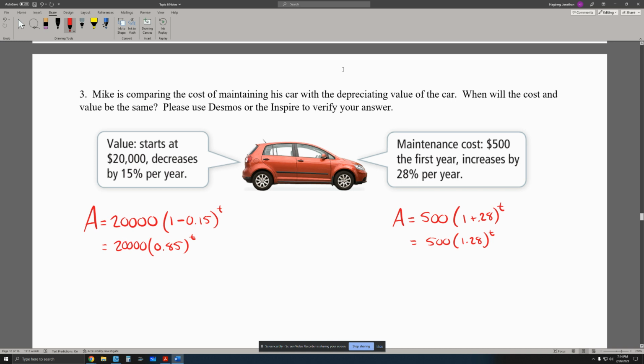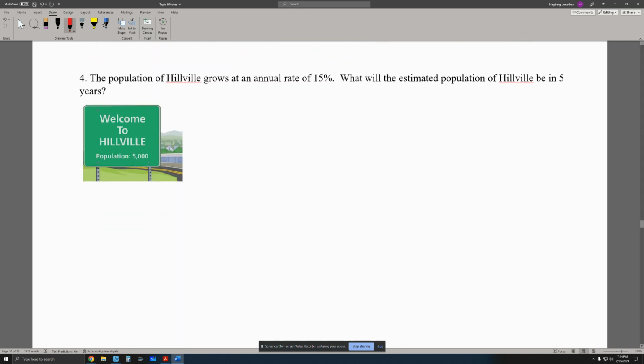Okay, so let's go ahead and write the answer. At about 9.01 years. Okay, and so that would be when both of these equations are equal. That's the t value. All right, last problem.